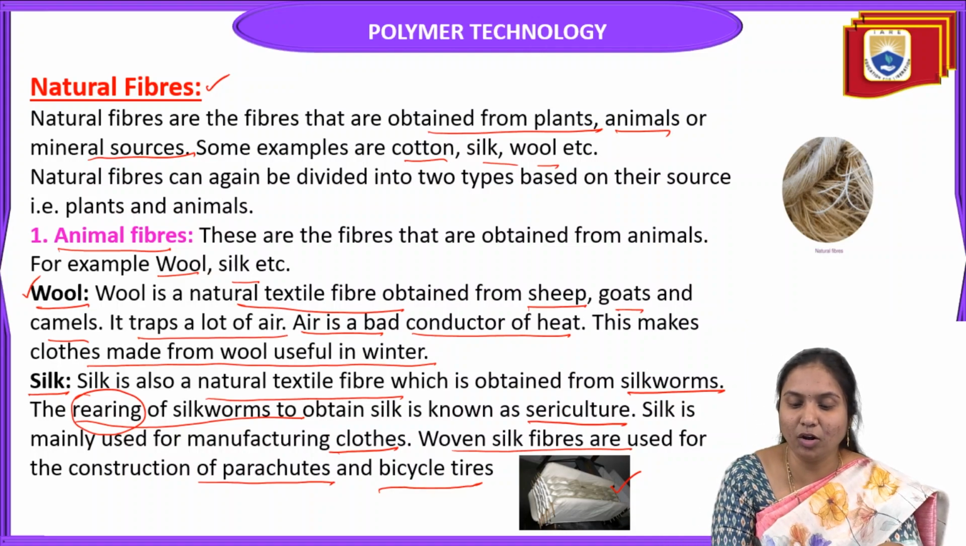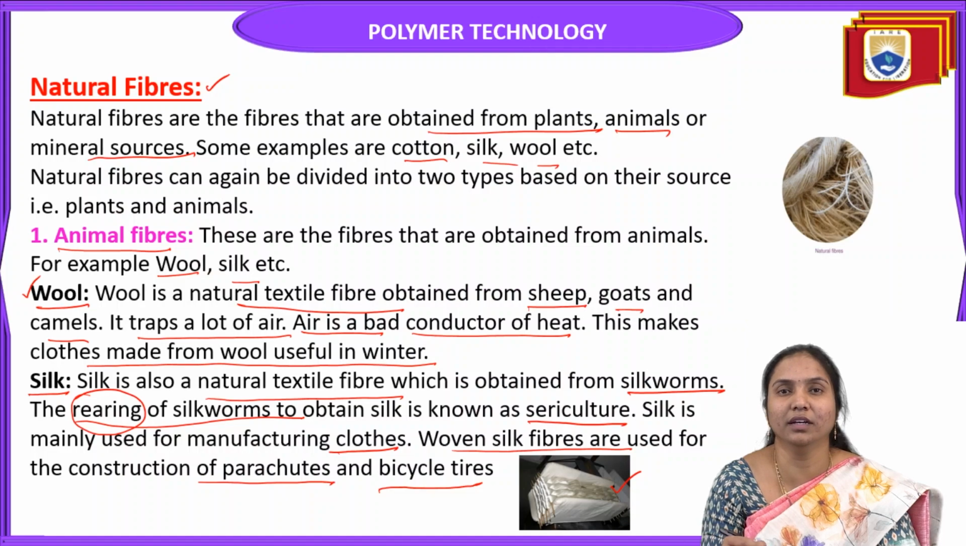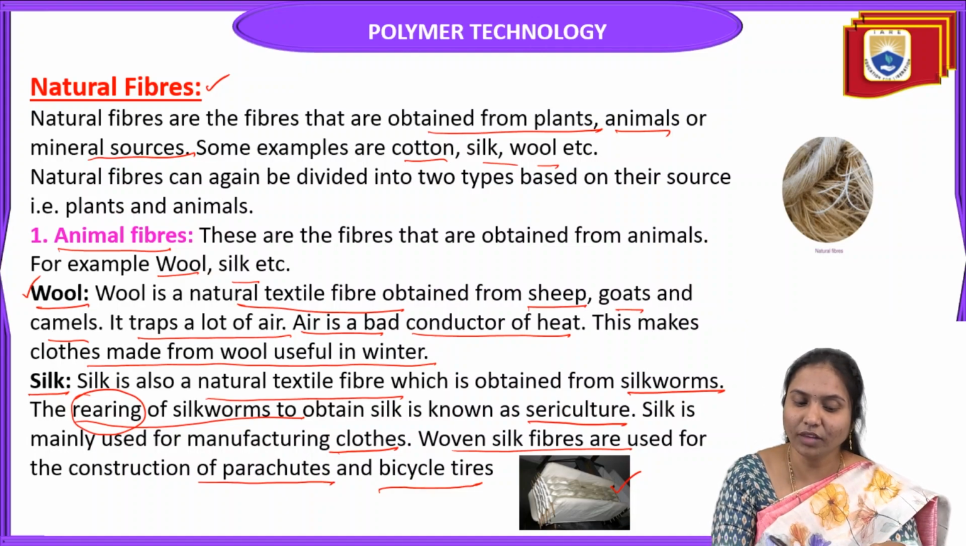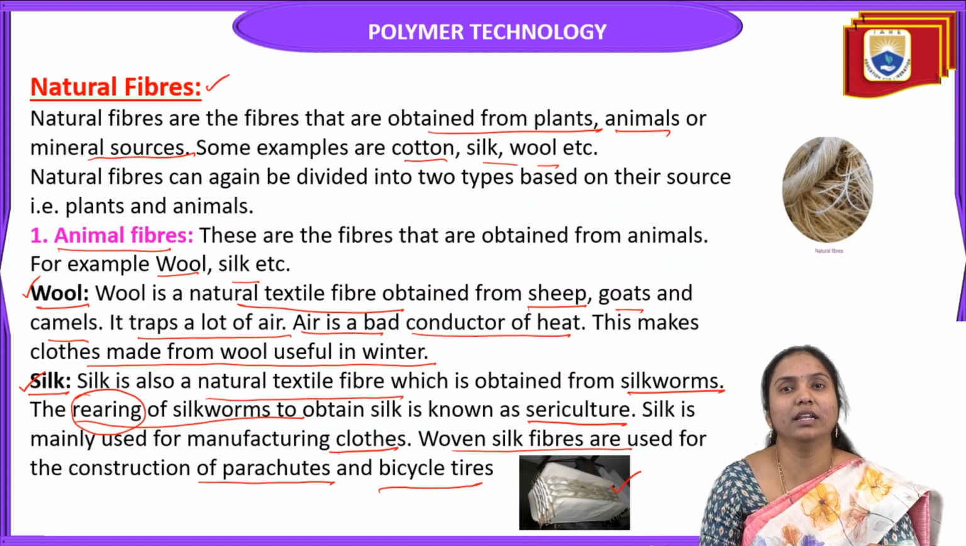It traps a lot of air, that means wool acts as a bad conductor of heat. So it is most preferred in winter seasons, preventing coolness. And the second one is silk. Silk is a natural textile fiber which is obtained from silkworms.